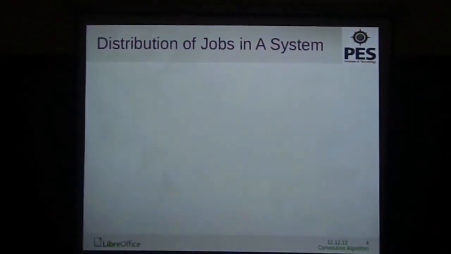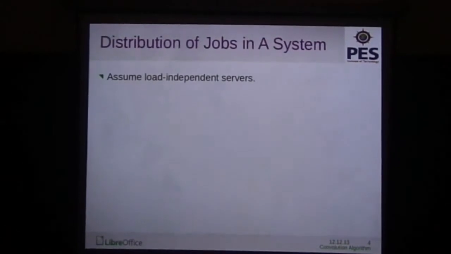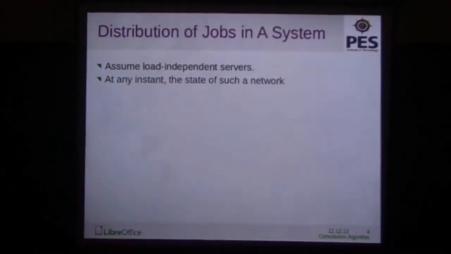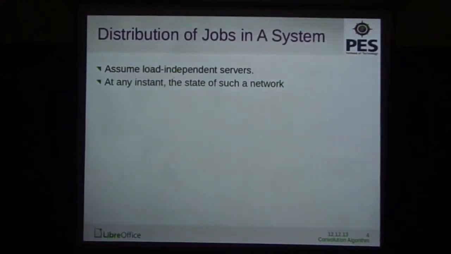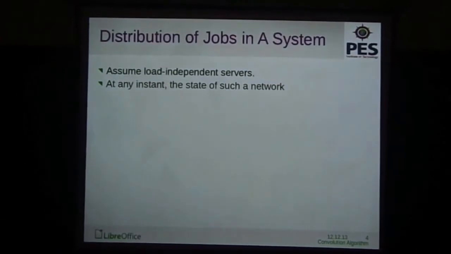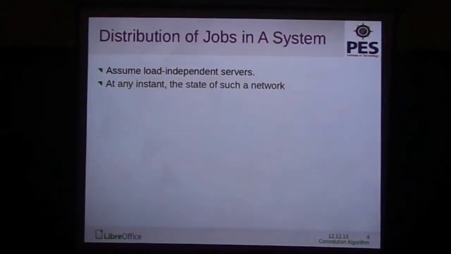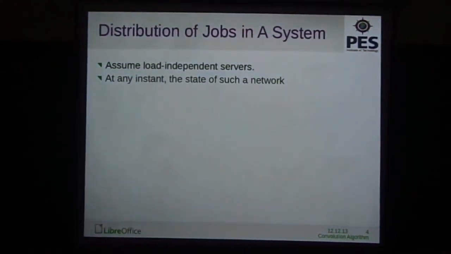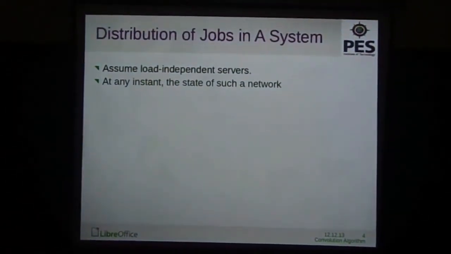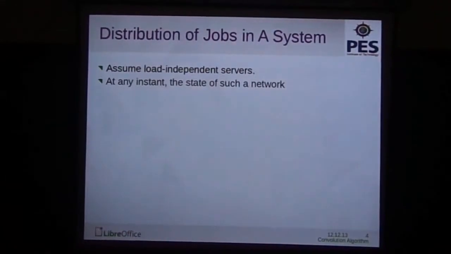So, the next slide tells about distribution of jobs in a system. The equations used in convolution algorithm are explained in 2 steps. Initially, all service centers in the closed queuing network are assumed to be load independent. That is, the service time per job does not depend upon the queue length. Thus, terminals are not allowed initially.